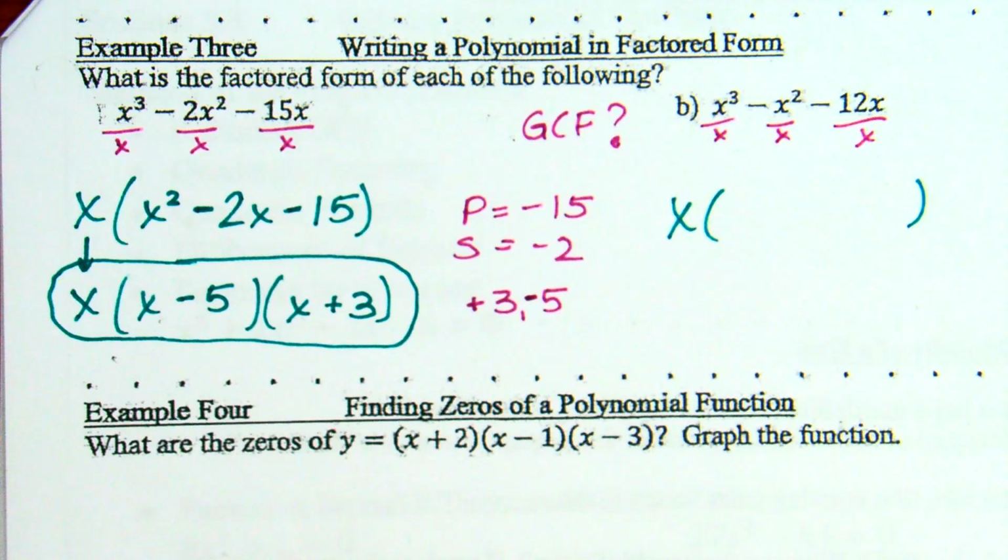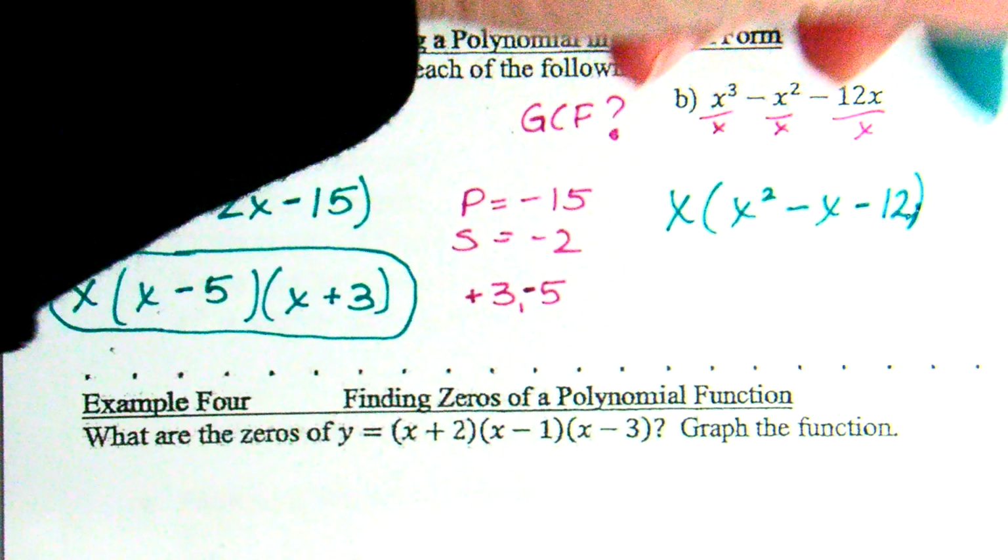X cubed divided by X is X squared. Minus X squared divided by X is X. Minus 12X divided by X is 12. Am I done?